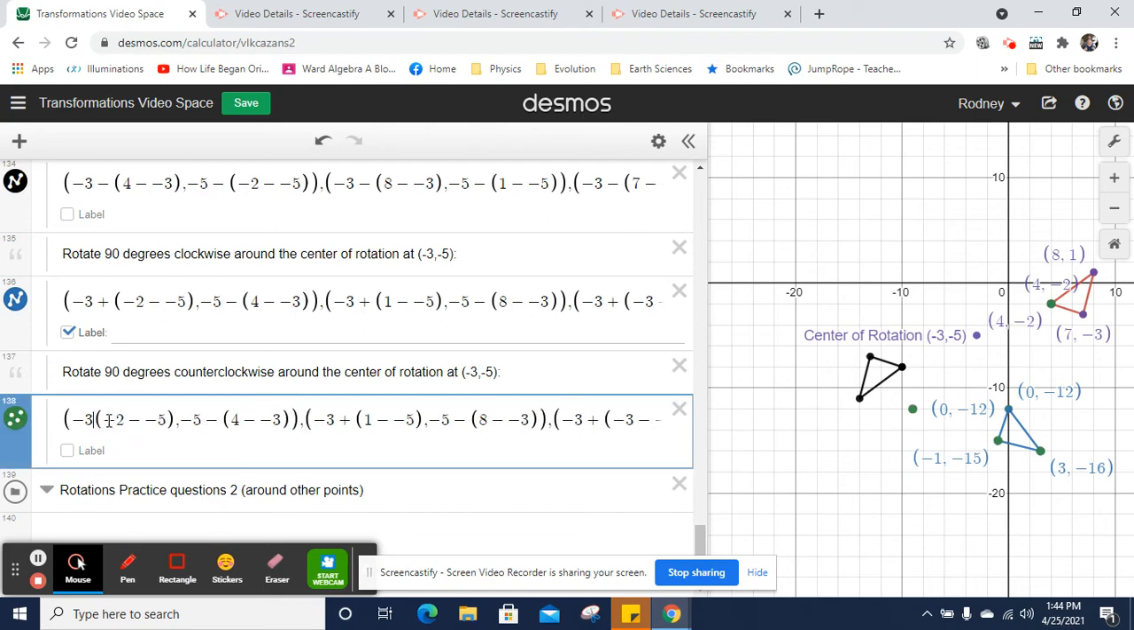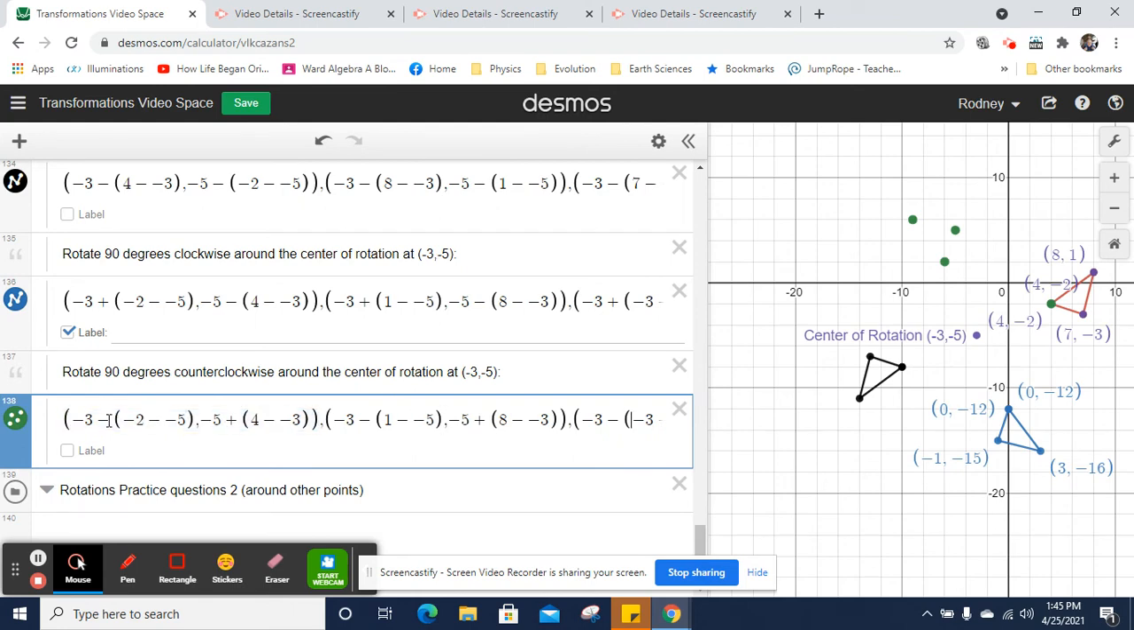Okay, so minus, plus, minus, plus, and minus, plus. And this last one, I'm just going to copy my first point since it's the same point.